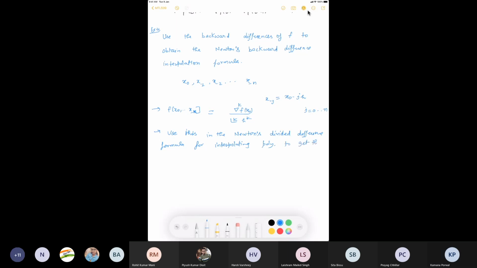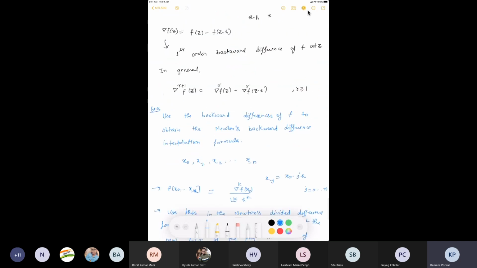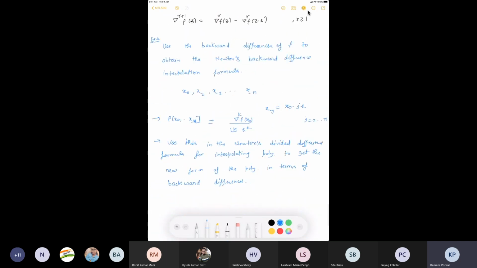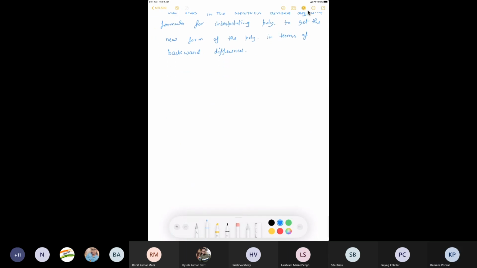To get the new form of the polynomial in terms of backward differences. Okay, so this is an exercise for you. You just work it out. It follows a similar line to what we have done in the case of the forward differences. All right.